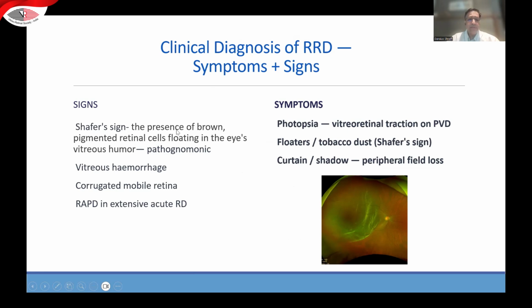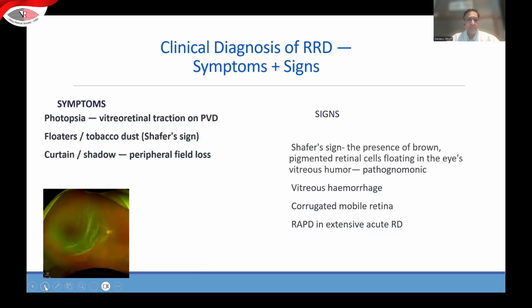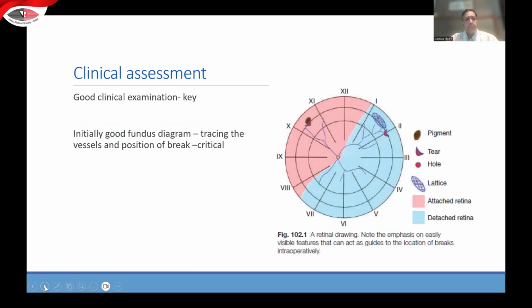The Shafer sign, the presence of brown pigmented cells floating in the patient's vitreous humor, which is pathognomonic. Sometimes you can have RBCs also, so there may be some vitreous hemorrhage because of a bleed due to the bridging vessels getting torn over the break. And of course, you may have a corrugated mobile retina on exam, like we see in the drawing, or RAPD in the acute retina detachment cases. So a good clinical exam is the key.